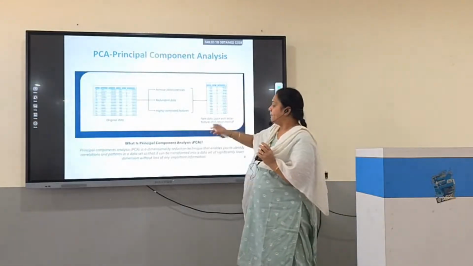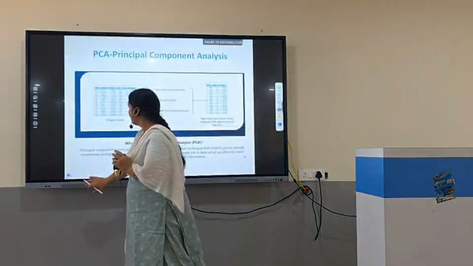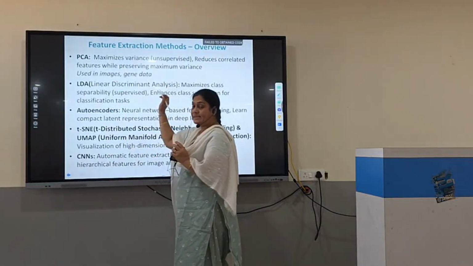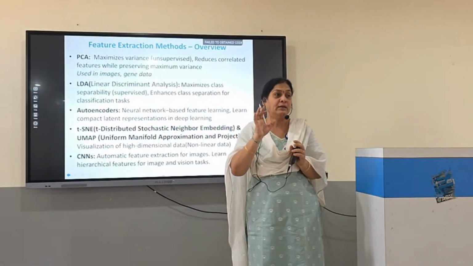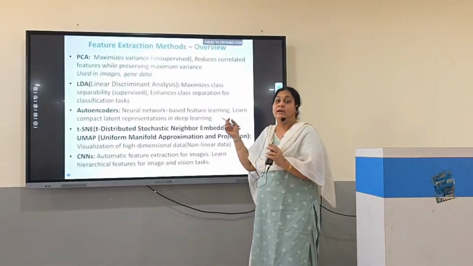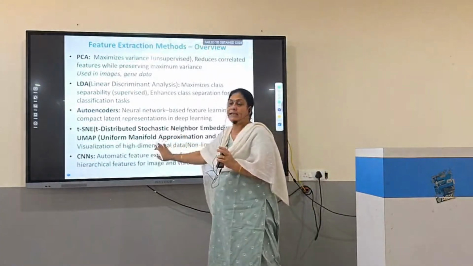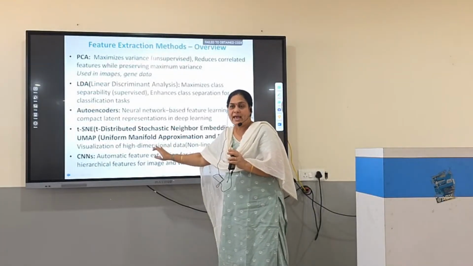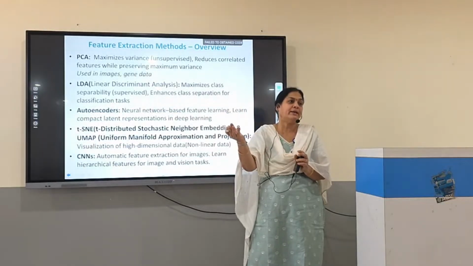Generally, PCA is used for linear data. That means there is a linear relationship between the attributes in your data. Then only PCA can be used. If you have non-linear data, then you have to use t-SNE and UMAP. What they do is they convert this non-linear data into some linear data.